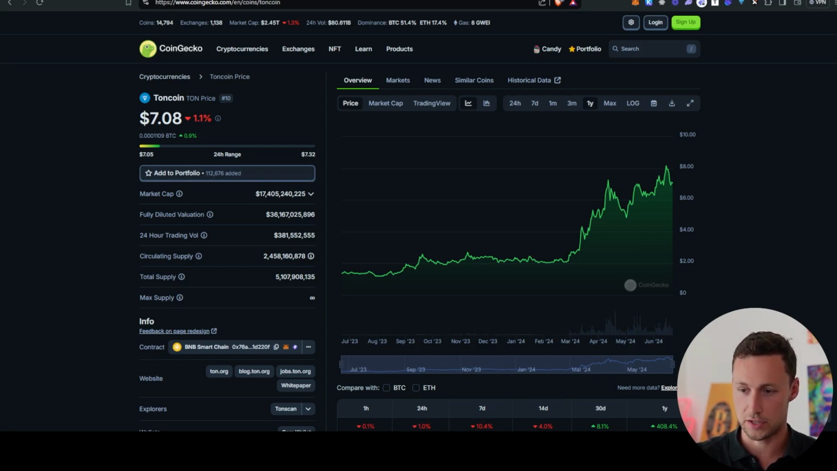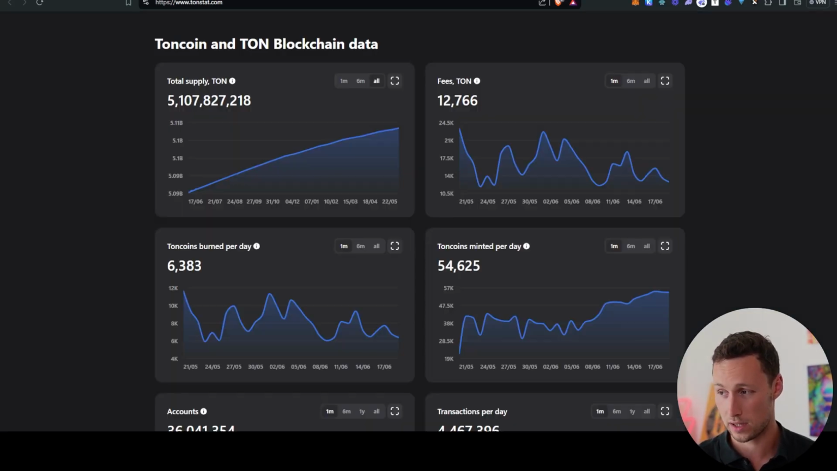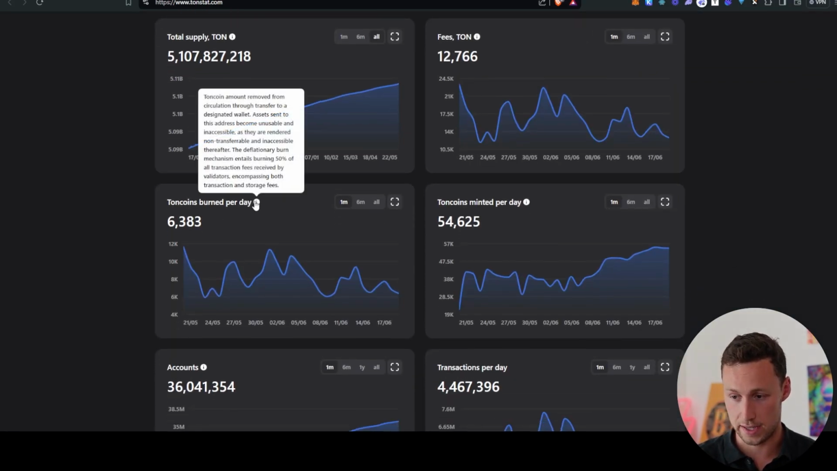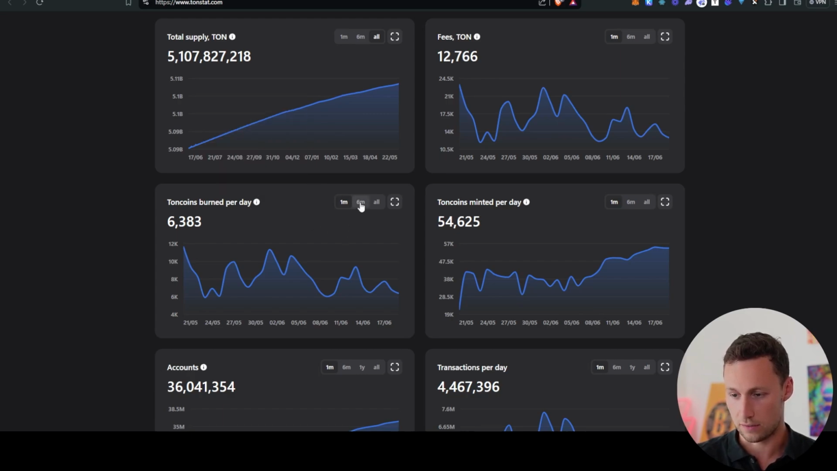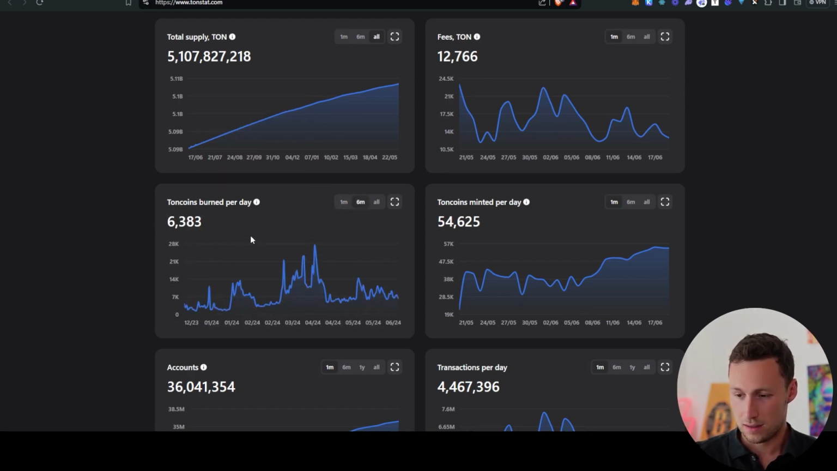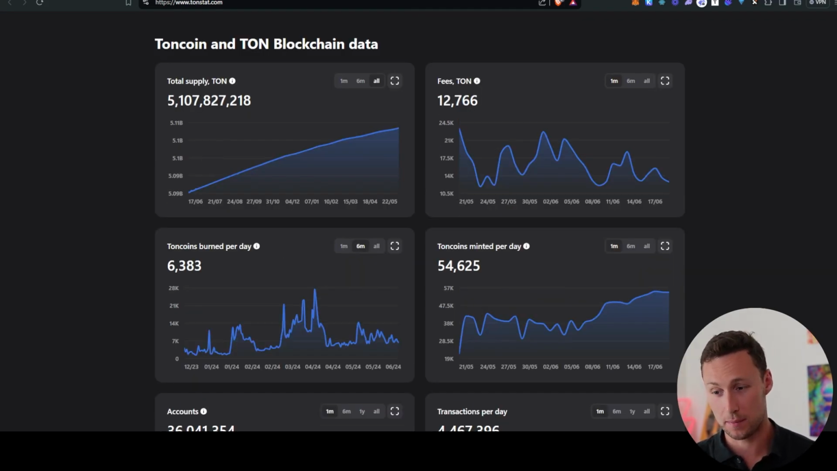As far as the use of the token itself, like I noted before, Ton is used to pay for gas fees on the network. Additionally, there is also a burn mechanism where fees used for the network, some percentage of them are actually burnt, and over the past month, they've averaged about 6,300, 6,400 Ton coin burnt per day. And note, that's less than inflation, so it is inflationary. It's been averaging about 54,000 minted per day. But as network activity ramps up, that burn will hopefully increase as well.